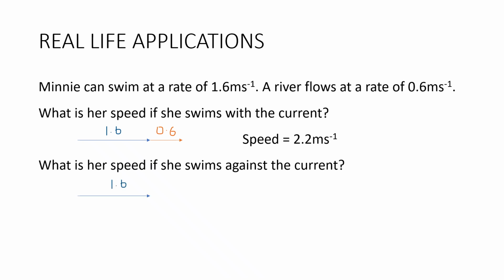What if she swims against the current? So again, here we've got Minnie's rate of swimming, but this time the current goes the opposite direction. So we're going to do 1.6 take away 0.6, so her speed is 1.0 meters per second.